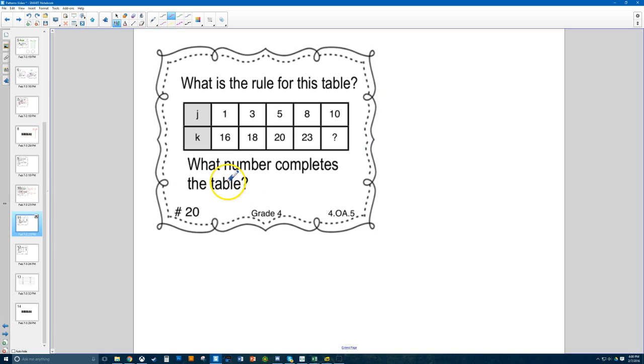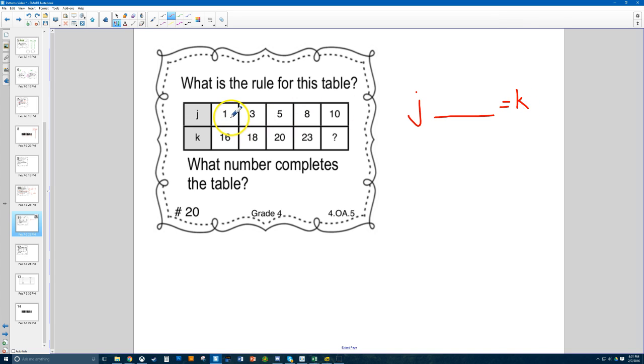Let's look at another one. These are not my favorite, by the way, when you got these horribly designed horizontal charts, and that's just my opinion. But what is the rule for this table? What number completes the table? So again, it wants to know how are you going from J? You're doing something to it, and then you're getting K.